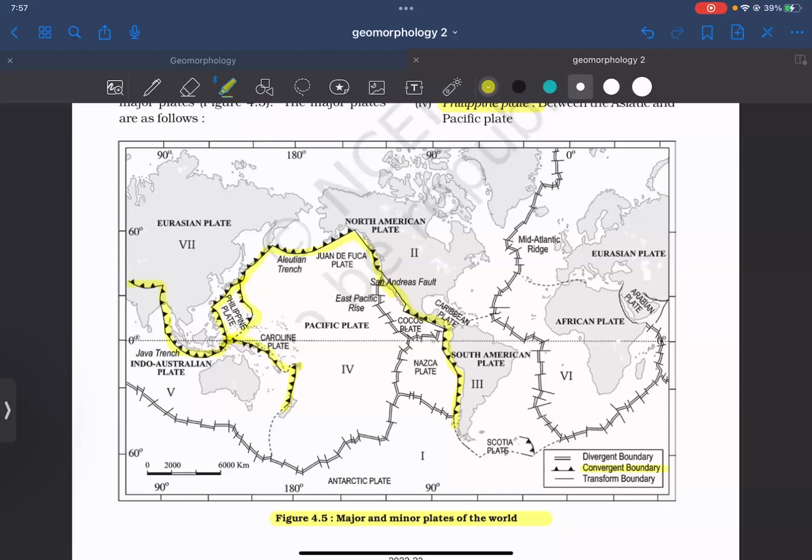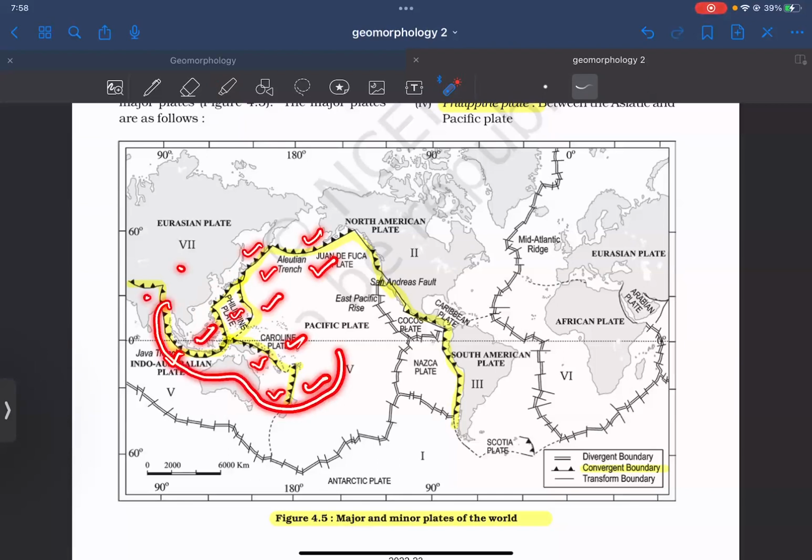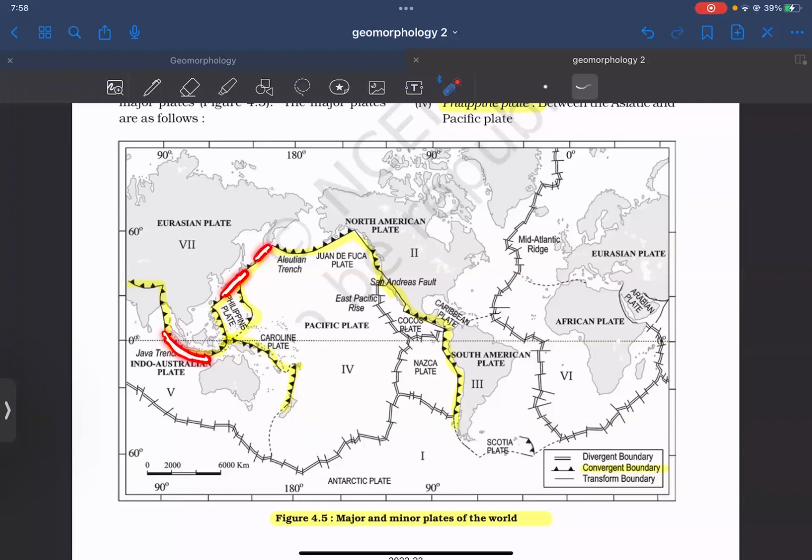So if we look at these regions, here it is oceanic-oceanic, because this part is oceanic. Here there are continents. So in these regions, what you are finding is oceanic-oceanic convergence. So over here we find the formation of islands. Here we have the Philippine Islands, Indonesian Islands, Japanese Islands, Kuril Islands, Aleutian Islands, then these Pacific Islands, New Zealand. So these are the landforms all formed by a convergent boundary.